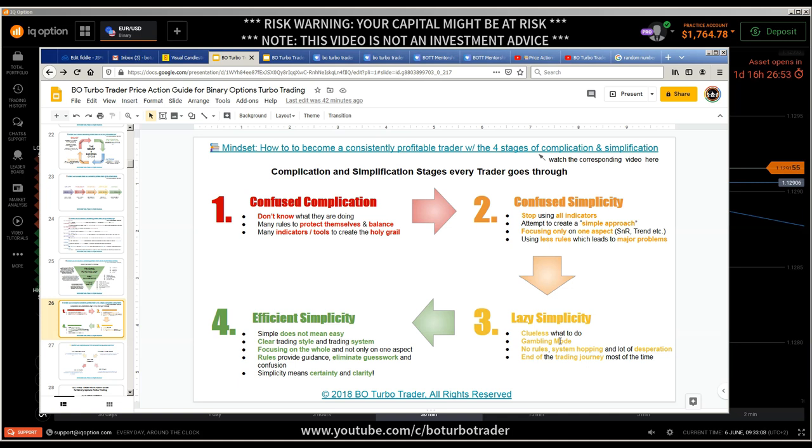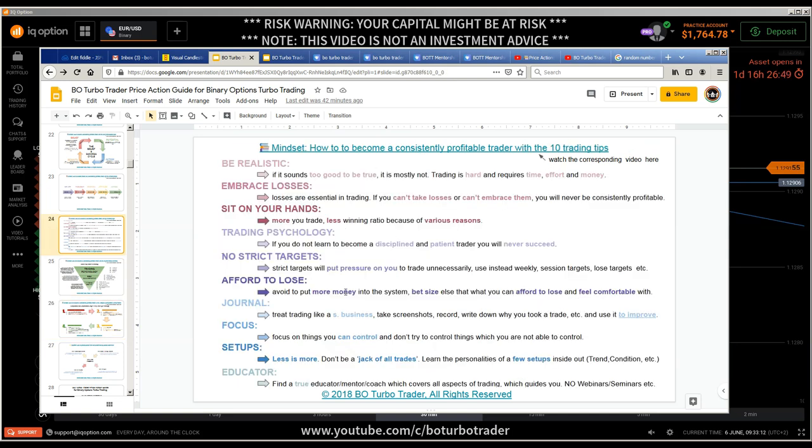And that is what I explained in the last one, where I talked about the 10 trading tips, where you have to keep a journal, take screenshots, and work over these trades which went wrong to understand and to get it in your brain.